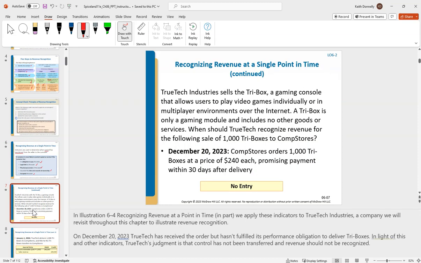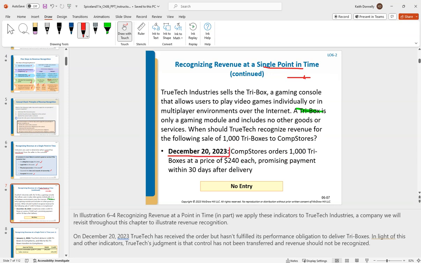So then they give us an example right here of some of these, and they're going to start with a point in time. At a point in time, we're going to recognize revenue. They have here True Tech Industries sells Tribox, a video game system. The video game system includes no other goods or services. So the only thing they're selling here is the Tribox, the Xbox. They're selling 1,000 of them for $240 each.